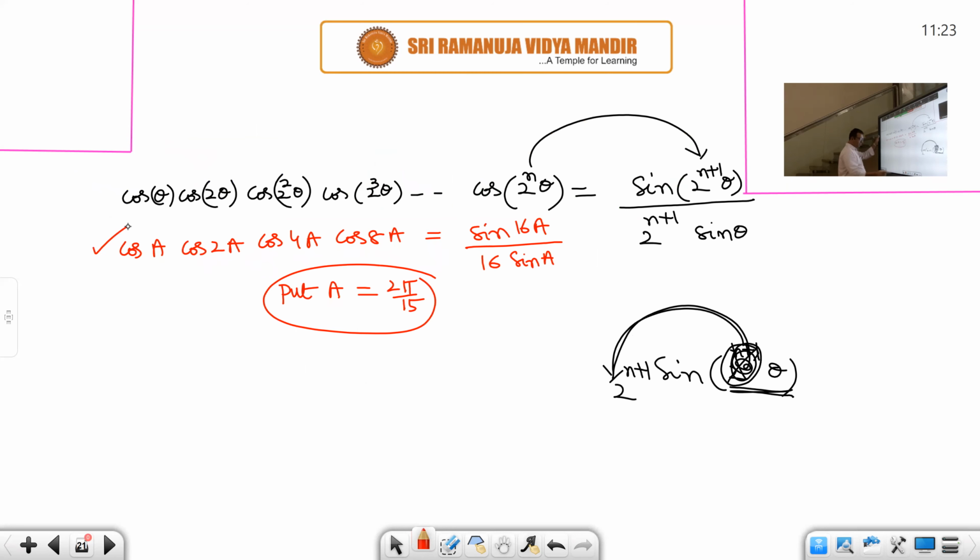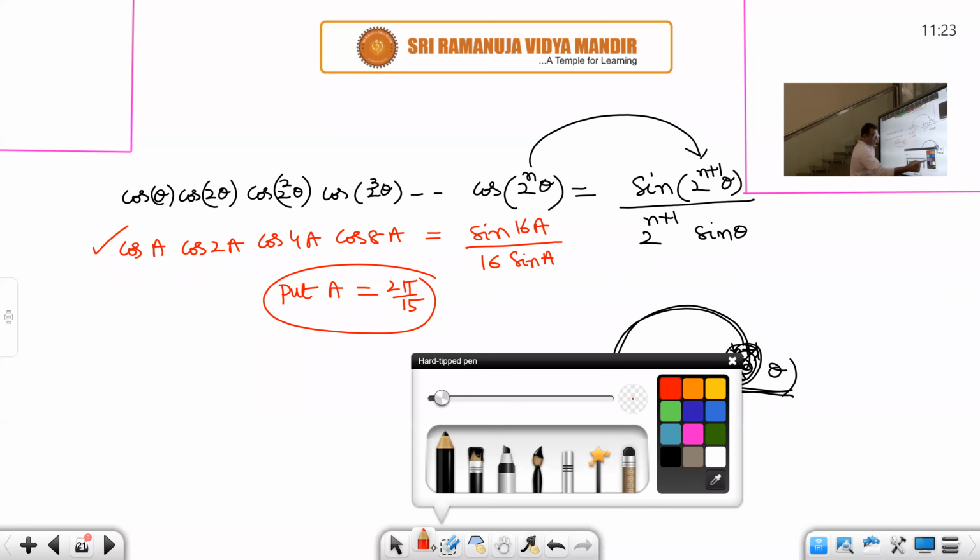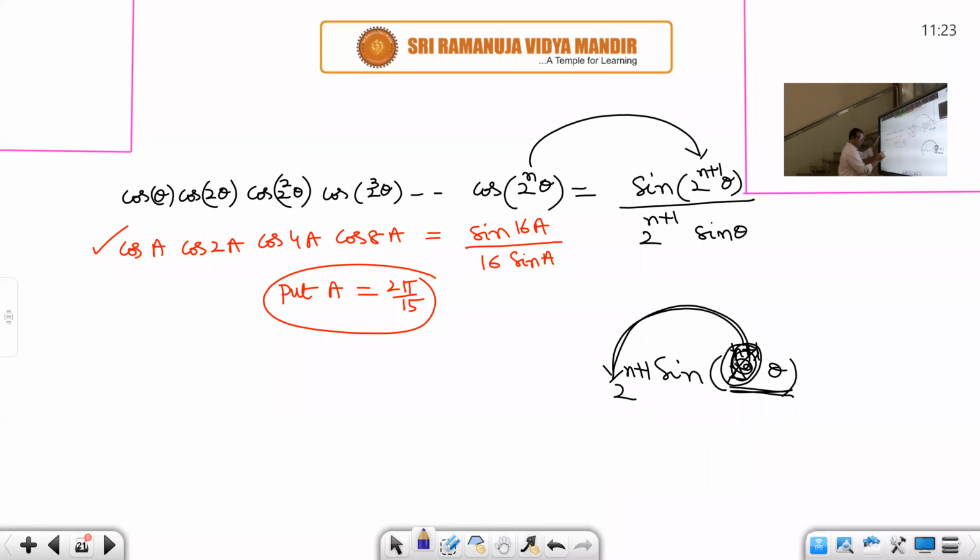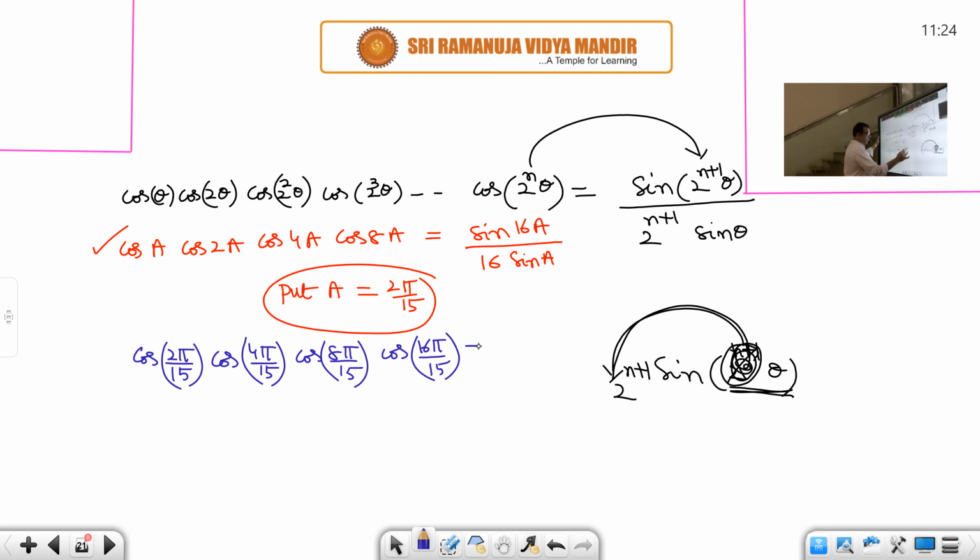In this identity, let us put, in blue color, cos 2 pi by 15. Cos 2A means 4 pi by 15. Cos 4A, again double angle, means 8 pi by 15. Again double angle for that means cos 16 pi by 15, is equal to, for this 8A double angle again, sine 32 pi by 15.